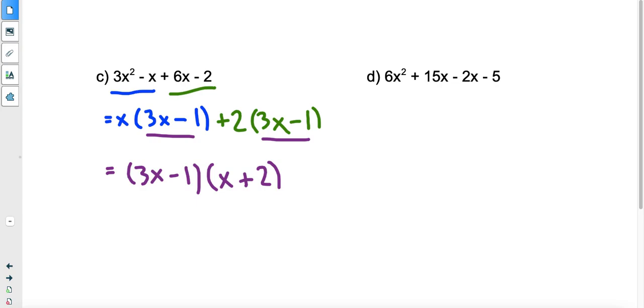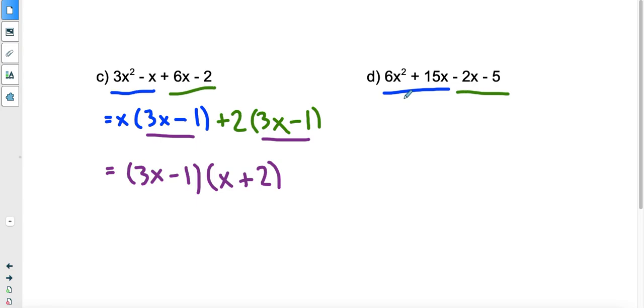Let's do one more example. 6x squared plus 15x minus 2x minus 5. Again, let's start by common factoring both the first two terms and then my last two terms. First, 6x squared plus 15x.